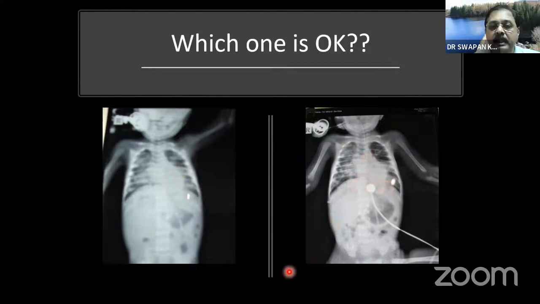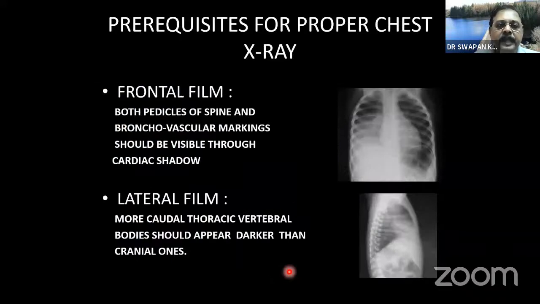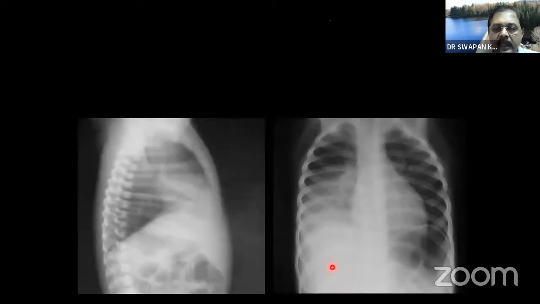But there are some factors by which you are telling this. This is the frontal film. This is the lateral view. You must see the cardiac silhouette. This is the cardiac shadow, and within it, you must see the pedicles of the vertebra. And the bronchovascular markings should be well visualized within the cardiac silhouette. On the lateral view, this is the cranial side, this is the caudal side. The cranial vertebral body will look much whiter or opaque than the caudal one. The caudal one will look darker or radiolucent.